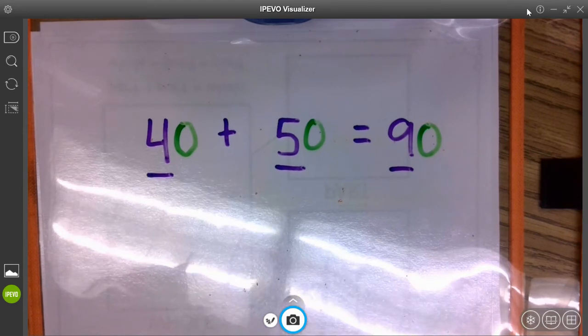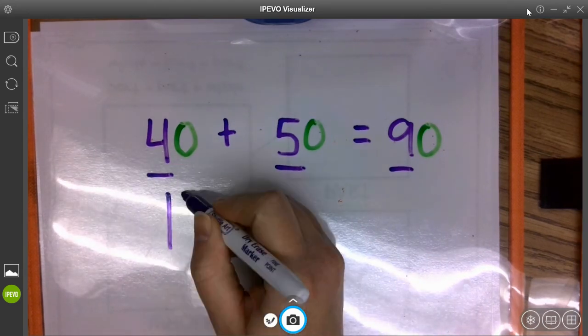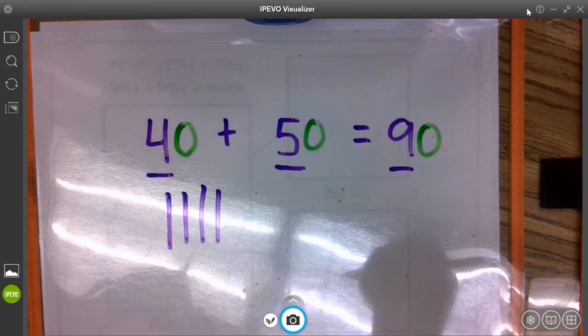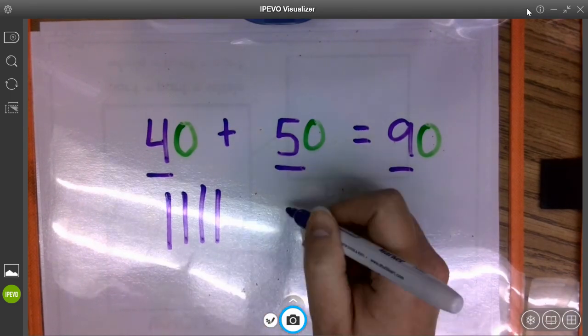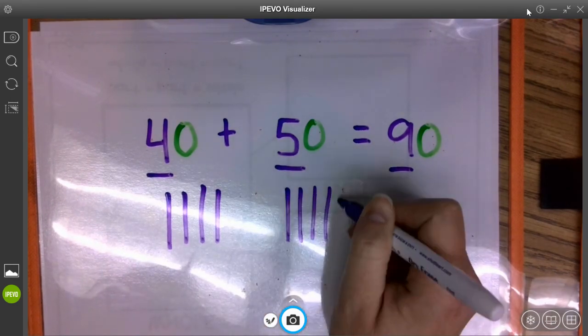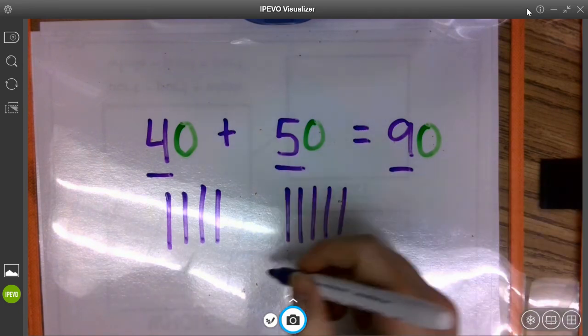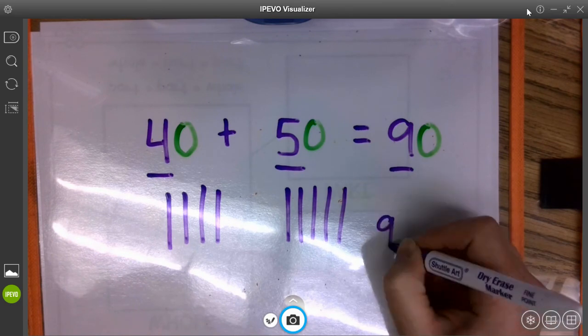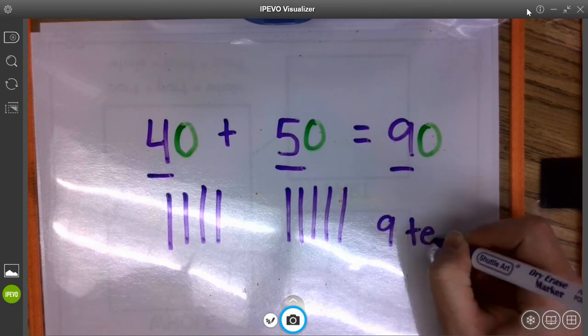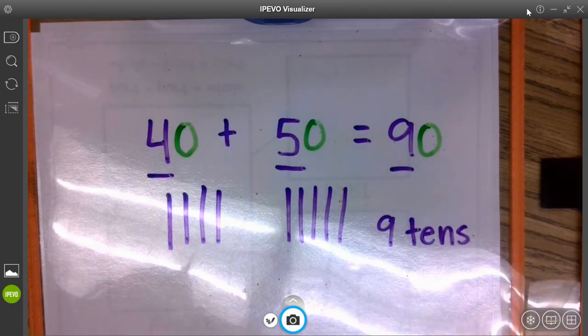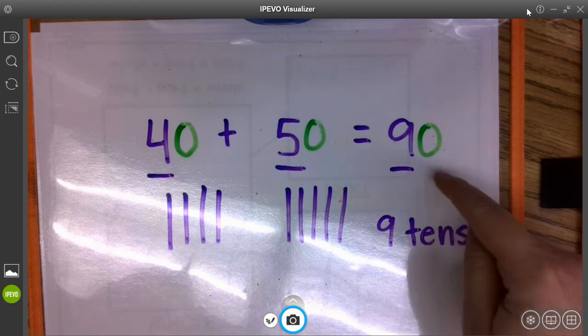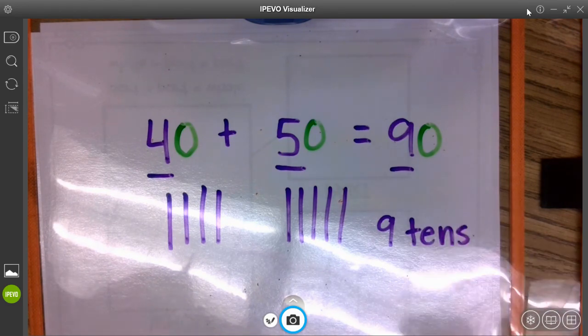If we drew this as a picture, we'd see 4 tens plus 5 tens. All together, we have 9 tens, which is what 90 means. Let's do one more.